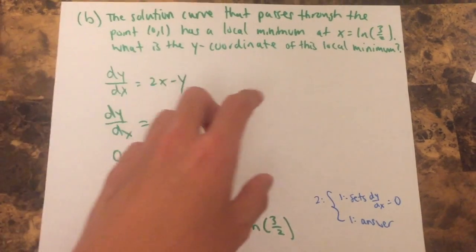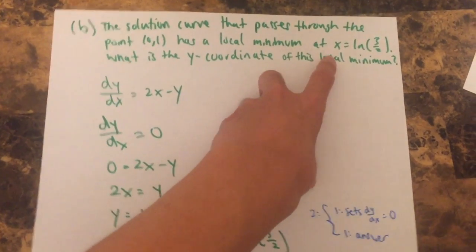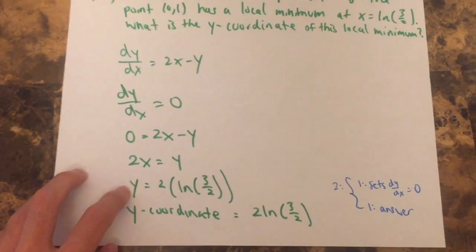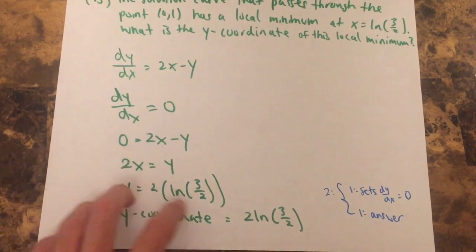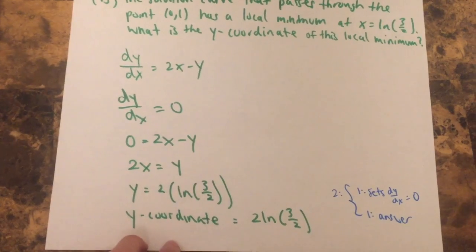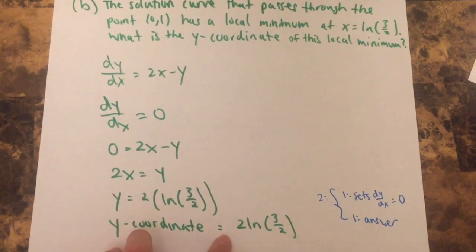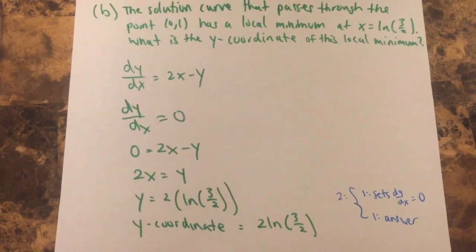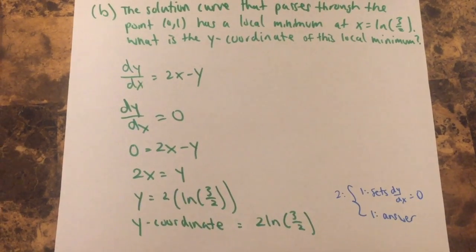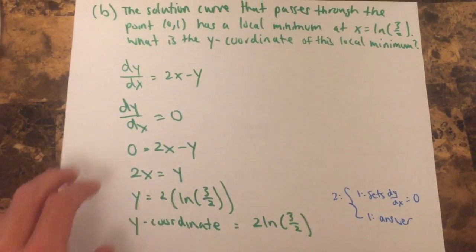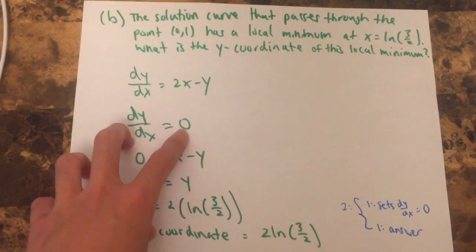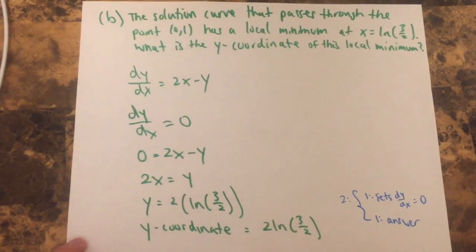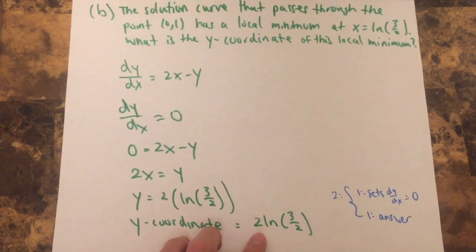So now all you need to do is plug in the natural log of 3 over 2 for your x to find the y coordinate. So y equals 2 times x, and that's y coordinate equals 2 times natural log of 3 over 2. And you can get 2 points for part B, and the first point comes from setting dy/dx equal to 0, again because it is at a local minimum. And you get the second point for the correct answer, for the y coordinate.